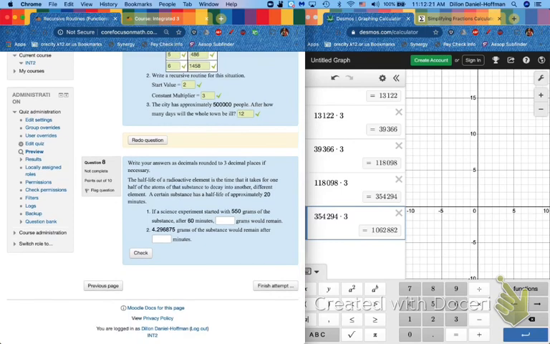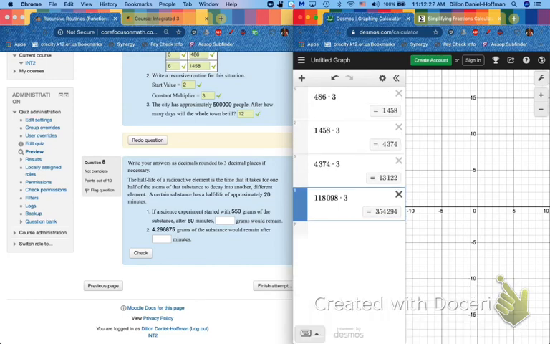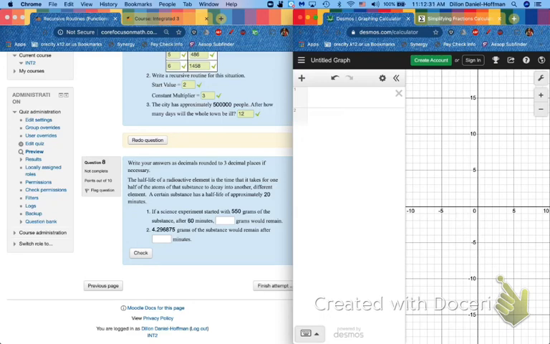Number 8 is a connection to science. Well, the last one was technically science too, as we race to find a cure for this disease. Write your answers as decimals rounded to the 3 decimal places if necessary. The half-life of a radioactive element is the time it takes for 1/2 of the atoms of that substance to decay into another different element. A certain substance has a half-life of approximately 20 minutes. If a science experiment started with 550 grams of the substance, after 60 minutes, blank grams would remain.